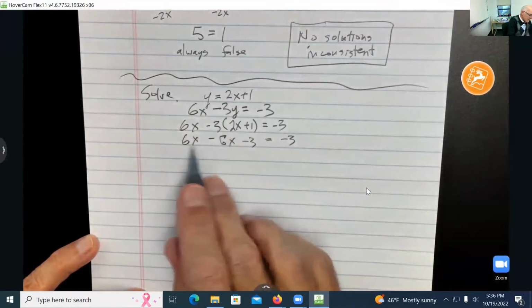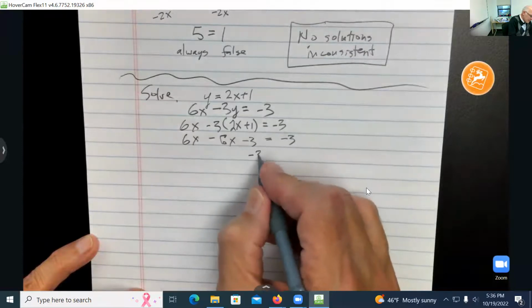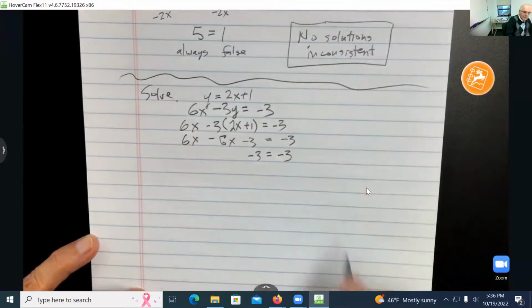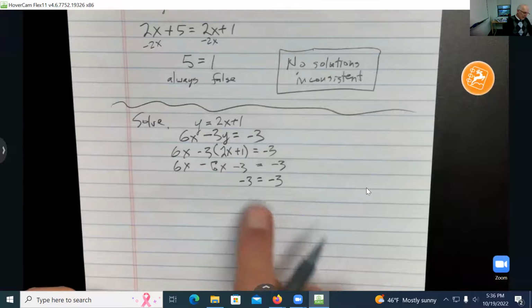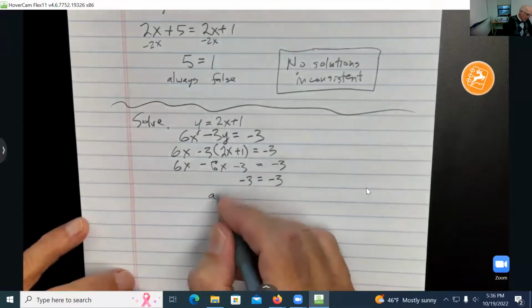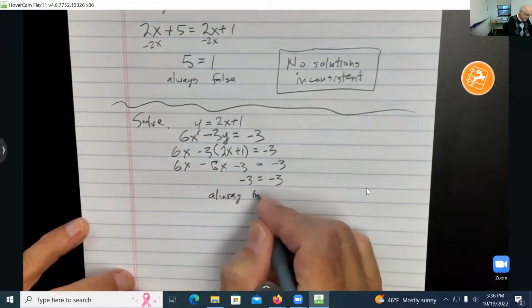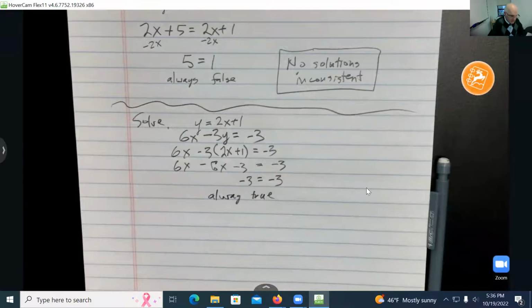These are like terms on the same side of the equal sign. That's 0. 0 minus 3 is negative 3. I get negative 3 equals negative 3. This is blatantly true. This cannot be made false because x and y don't even affect this. This one is always true. So this one is going to have an infinite number of solutions. Let's take a look and see what this looks like on Desmos.